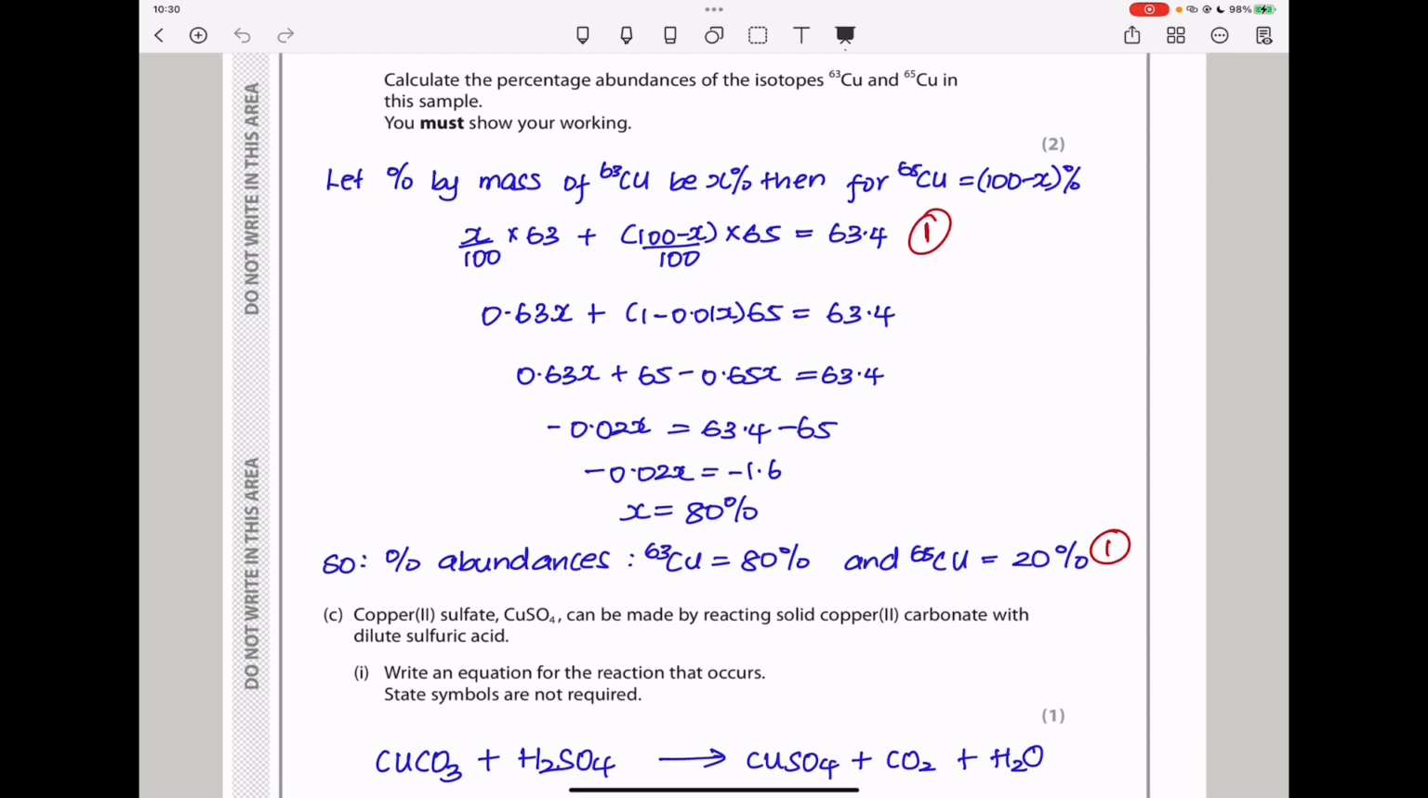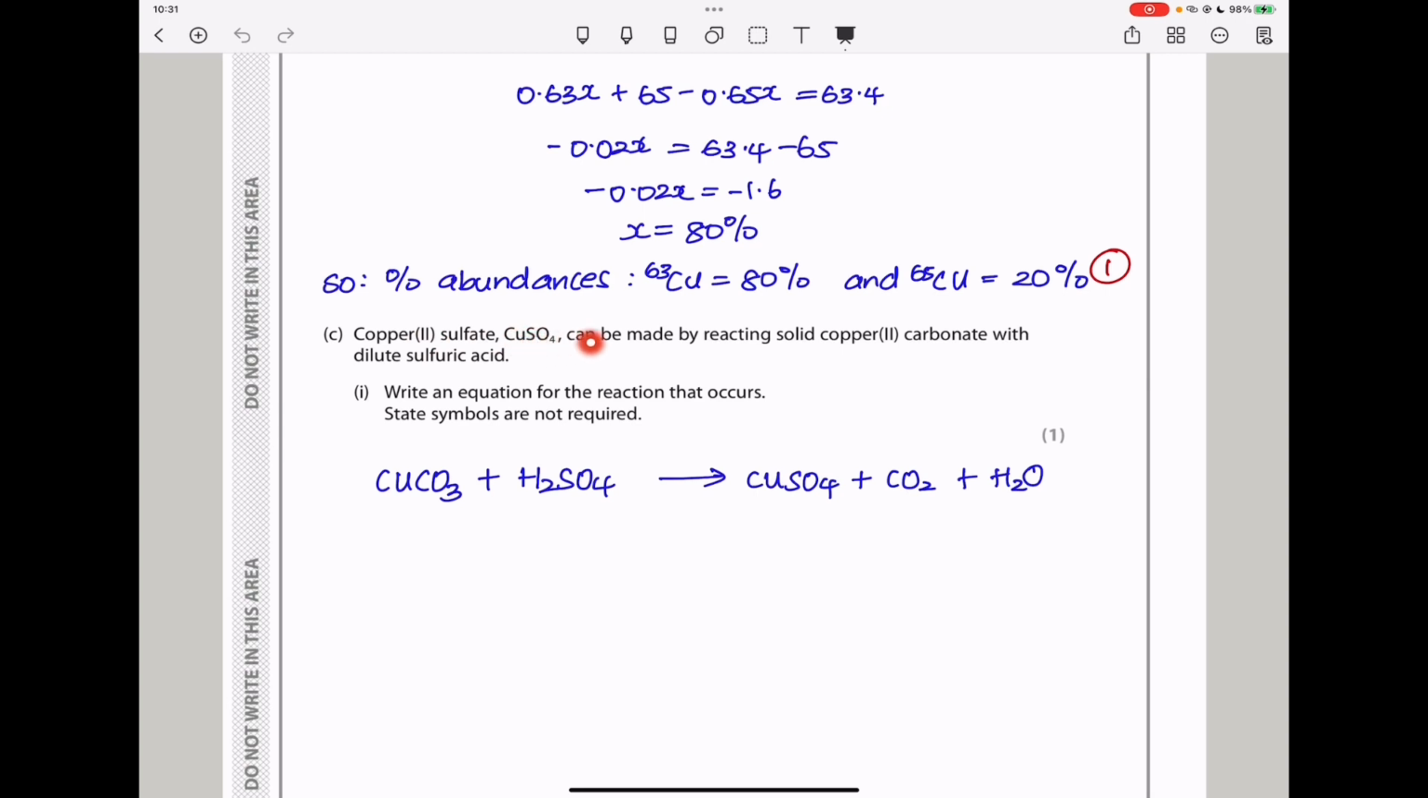So the rest is mathematics. We have 0.63x plus, of course, (1 minus 0.01x) times 65. To simplify and find the value of x, I got x equal to 80%. So 80% is going to be the percentage abundance of copper 63. It means 20% should be the percentage abundance of copper 65.